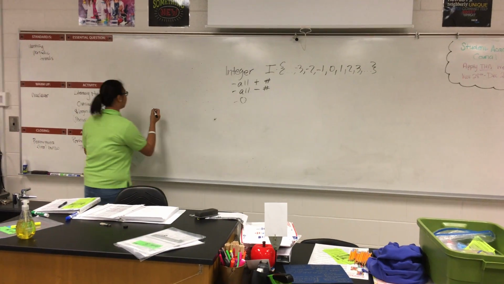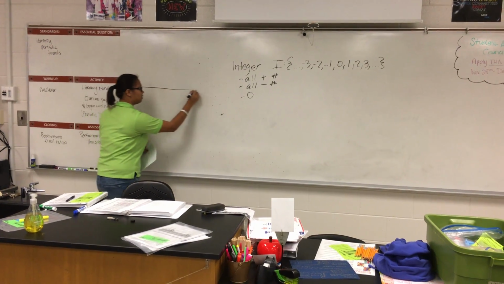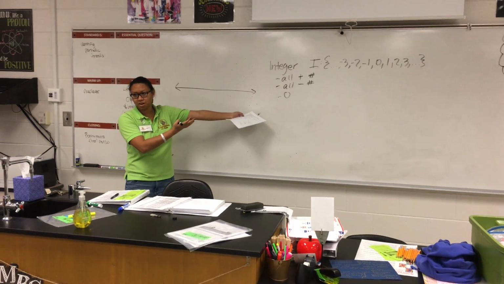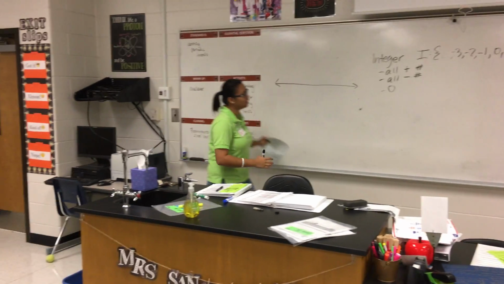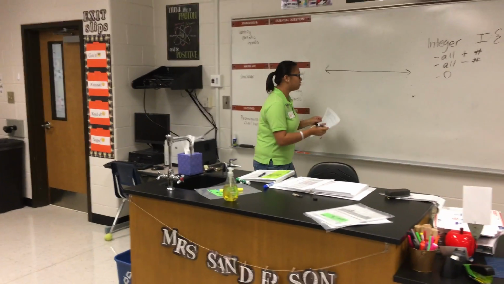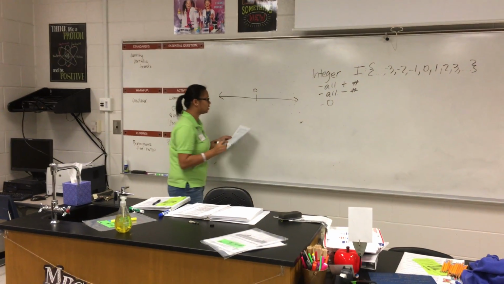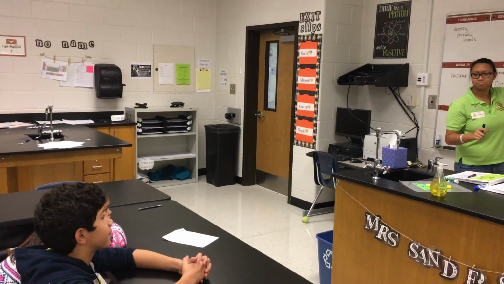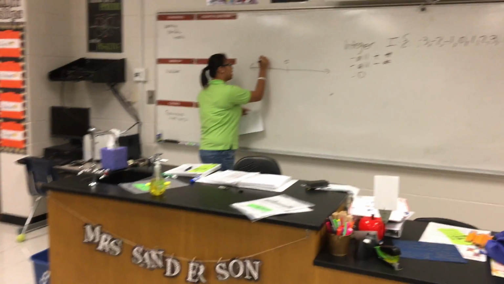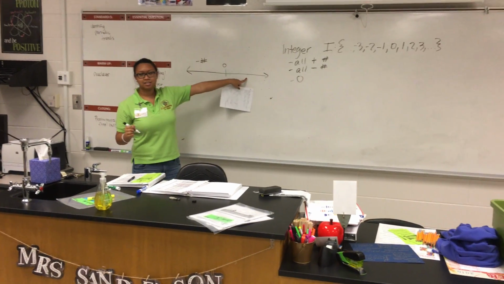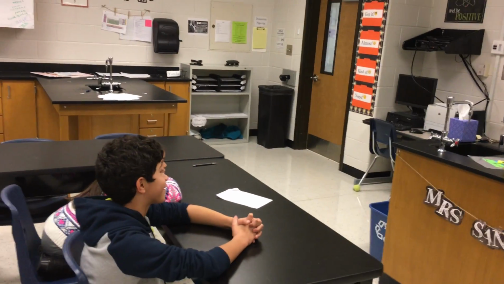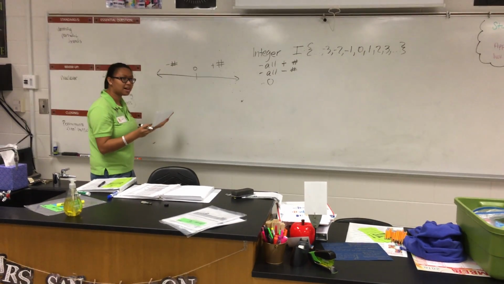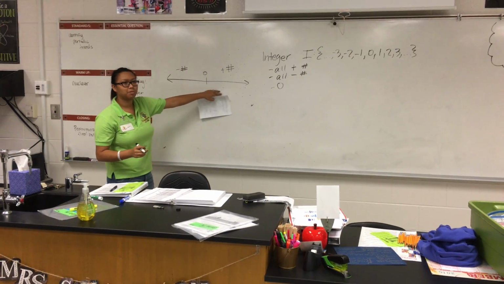So the number line has arrows because there's more than just the numbers that we're going to show. There's negative infinity and positive infinity. So we're going to start with 0. Is this side positive or negative? Negative. So these are the negative numbers. What's this side, positive or negative? Positive. Good. Positive numbers. Now we're going to add them using the number line.